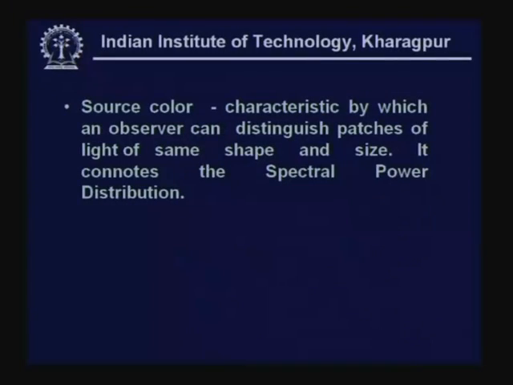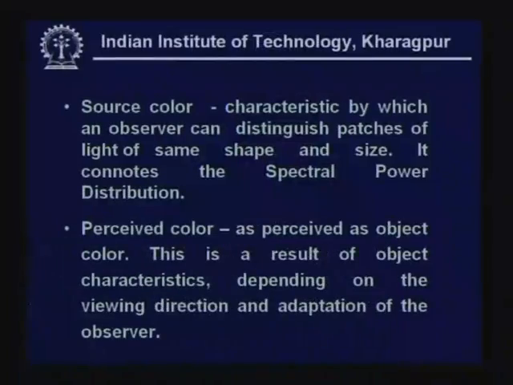So, the source color characteristic by which an observer can distinguish patches of light of the same shape and size is what we call the spectral power distribution. We said the source color is the light radiated from the source, which is often talked about in terms of the spectral power distribution. This is nothing but the ability of an observer to distinguish light of the same shape and size.